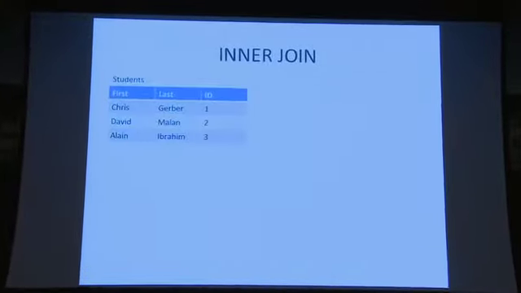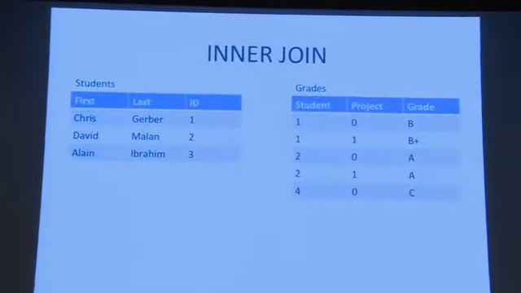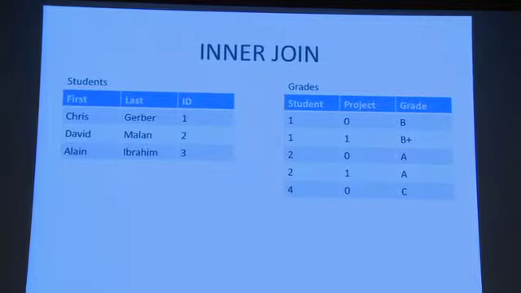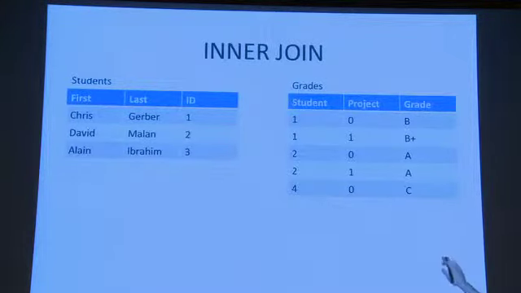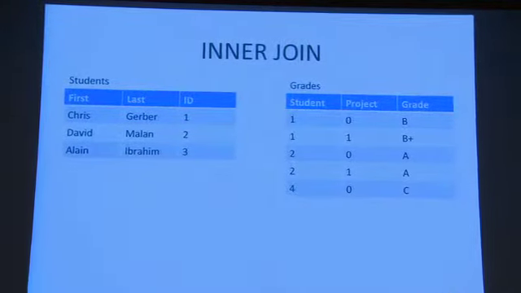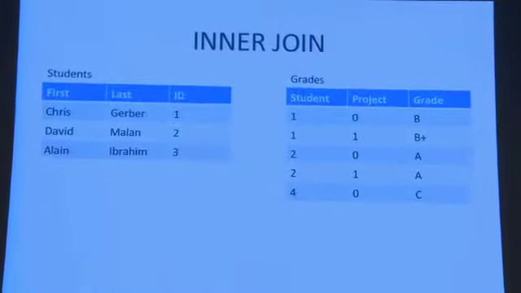So let's see one of these. So starting with inner join, I've got two tables, and these are the tables that we've been talking about. We've got students, Chris, David, Elaine. We've got grades with student number, project, and grade. I moved the ID column in the first table to the right just so you can see that ID and student go together, and you can sort of see how things might line up there.